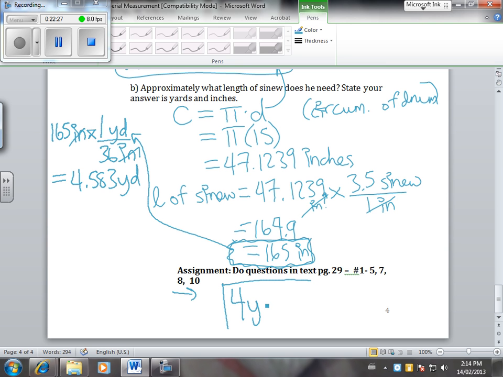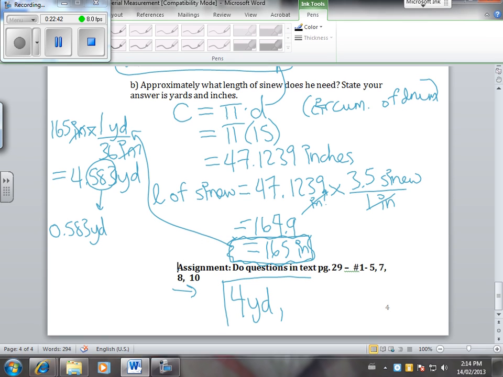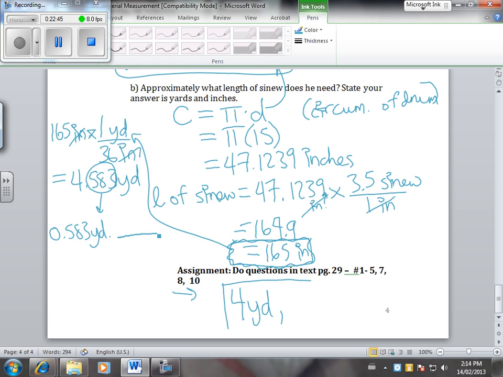We have 4 yards. And now we have to find out what this means in inches. So we have 0.583 yards. And we know that in 1 yard, there are 36 inches. So if we do 0.583 multiplied by 36, we end up with 20.988, or 21 inches. So our answer ends up being 4 yards, 21 inches.